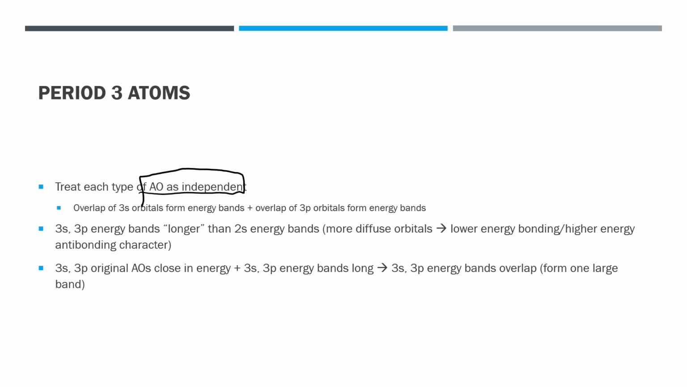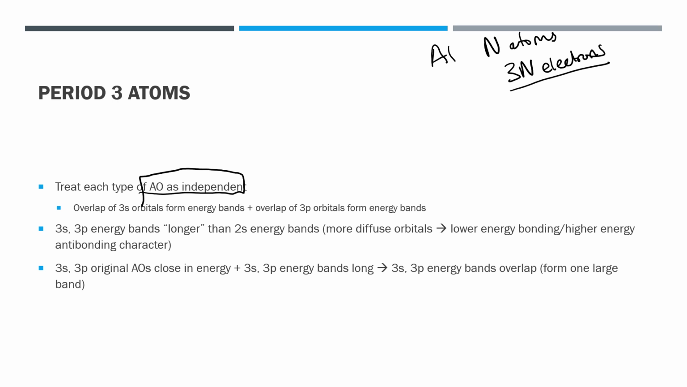And so if we look at an example, say we have aluminum. Aluminum has 3 valence electrons on each atom. So if we say there's n atoms of aluminum, we're going to have 3n electrons, right?